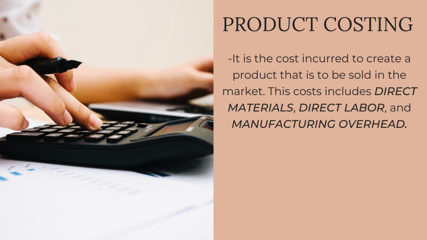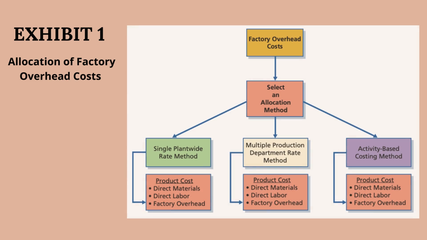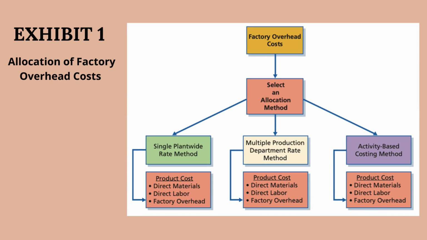Basically, in this chapter, we will only be discussing how to allocate manufacturing overhead costs, since this includes indirect costs that cannot be traced to the finished product. As factories become more and more mechanized, factory overhead becomes a larger portion of product cost, and as a result, assigning factory overhead to individual products being manufactured becomes more important.